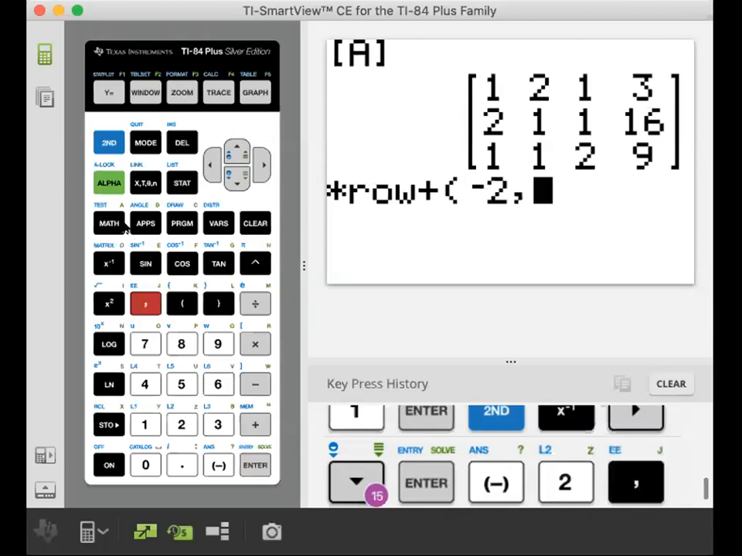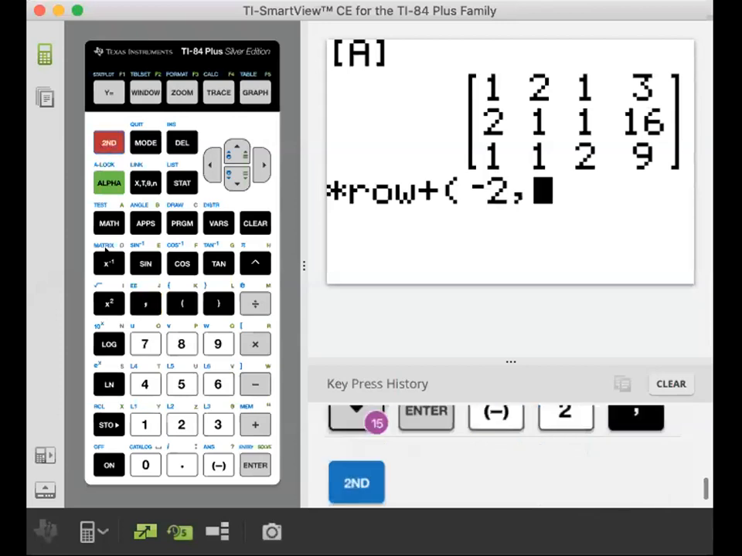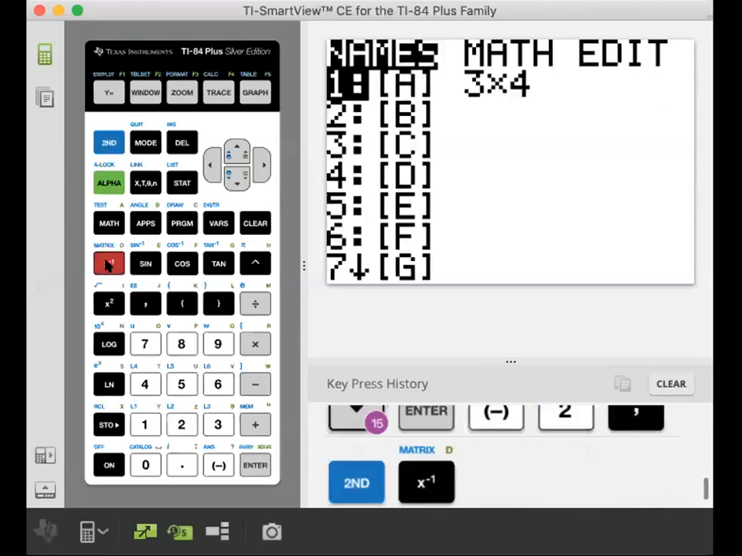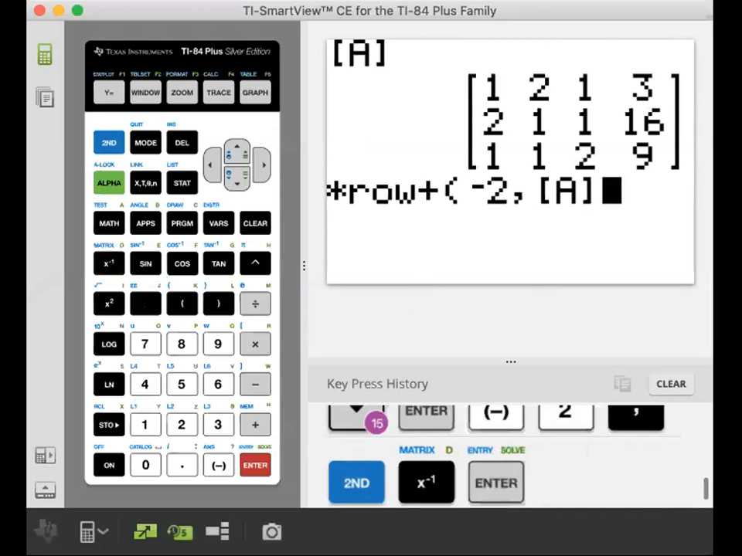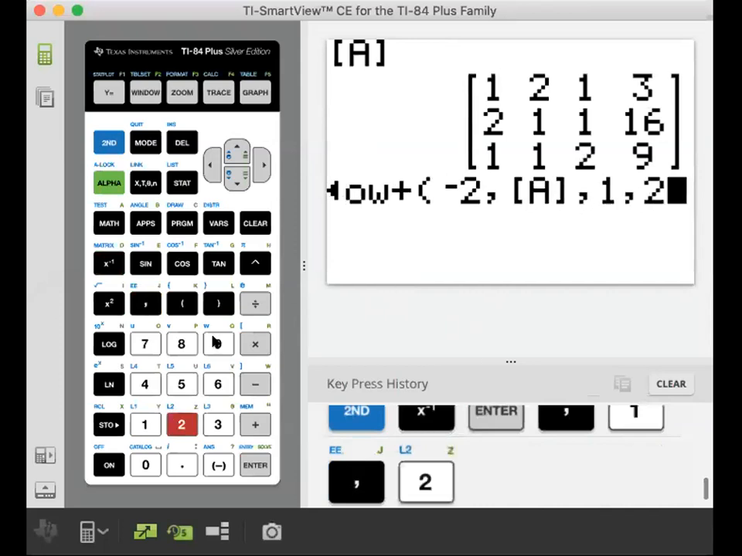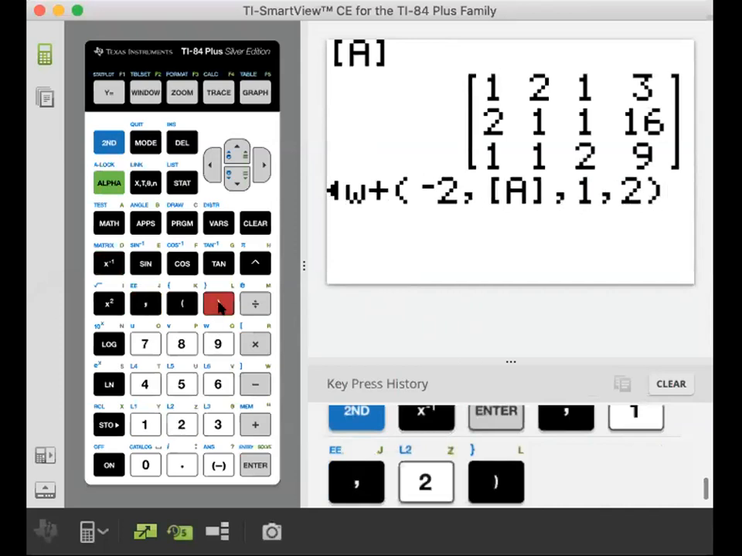Then, I don't know why they did it this way, but then they want to know, hey, what matrix are you dealing with? Like that should be the first thing you put in, but they didn't make it that way. So second this, and I say matrix A. Then they want to know what row are you multiplying by? Well, row 1. And what row are you adding it to? Row 2.